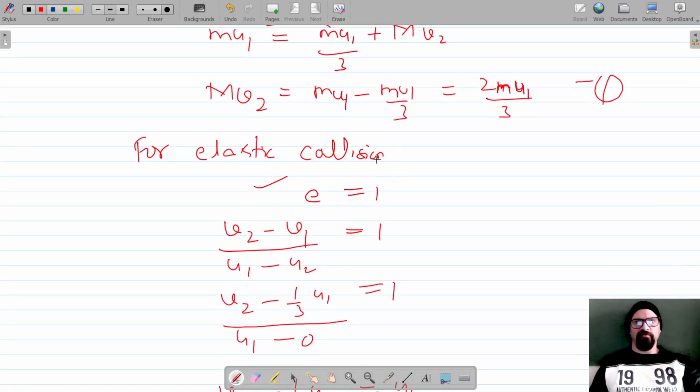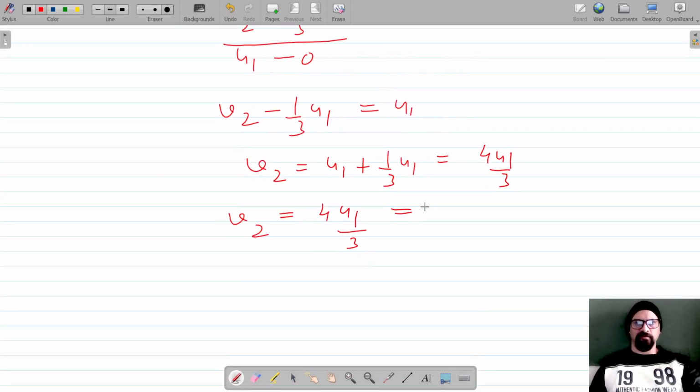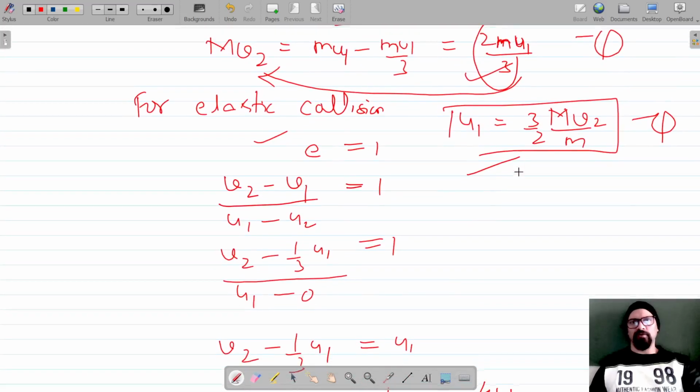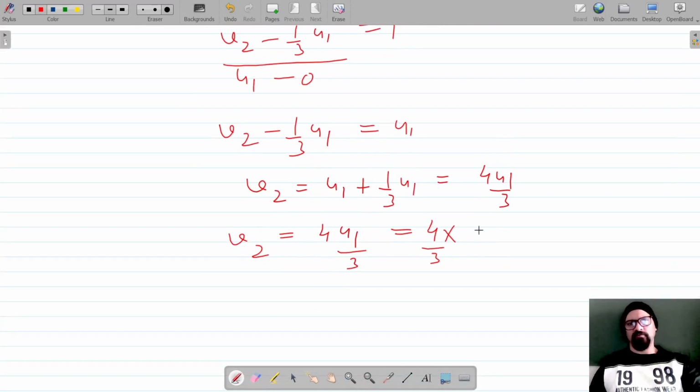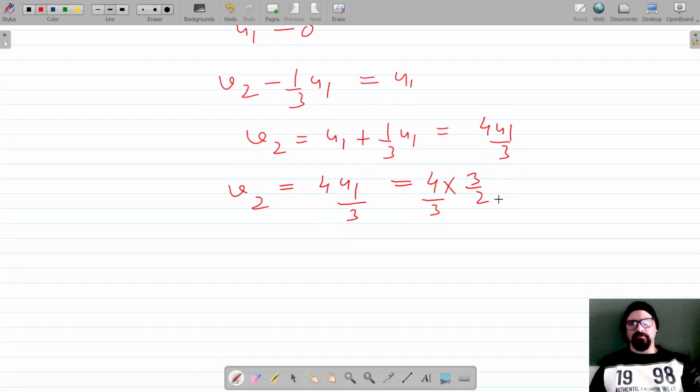Let's get the value of u1 from equation 1. Shifting this to the left hand side, u1 is equal to 3 by 2 times M v2 by m. So 3 by 2 M v2 by m is the value of u1. Let this be equation 2, and we are going to replace this value here. So v2 is equal to 4 by 3 into u1, where u1 is 3 by 2 M v2 by m.